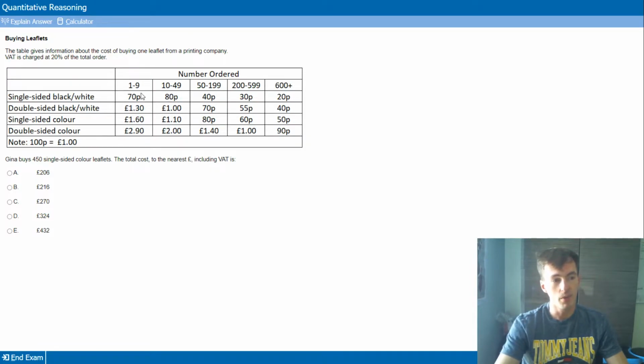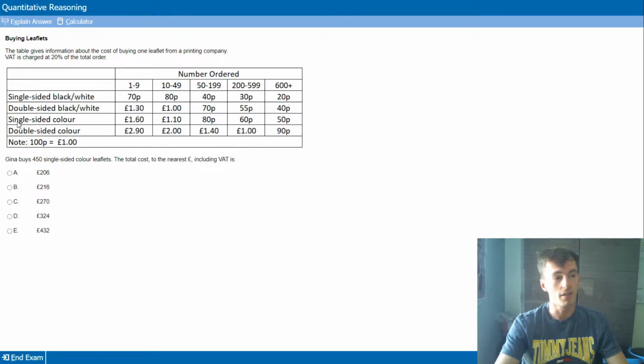So here we have a table. It breaks down all the different kinds of leaflets that you can buy and how the cost changes depending on how many you order. It's saying that 100p equals £1, and the question says Gina buys 450 single-sided colour leaflets. The total cost to the nearest pound, including VAT, is what?